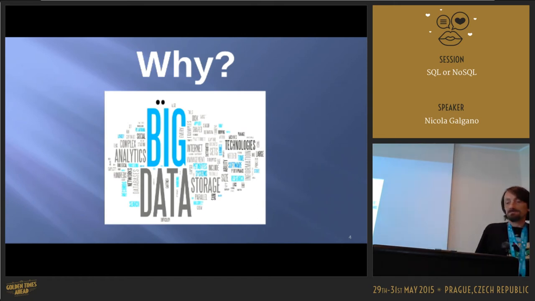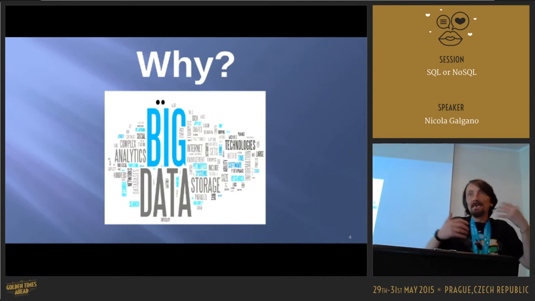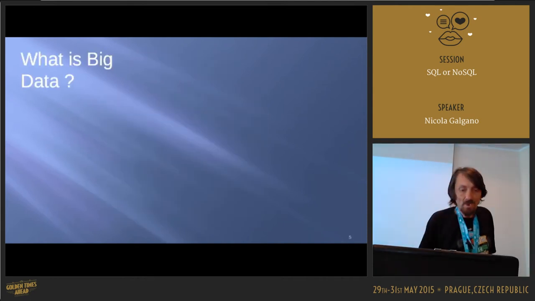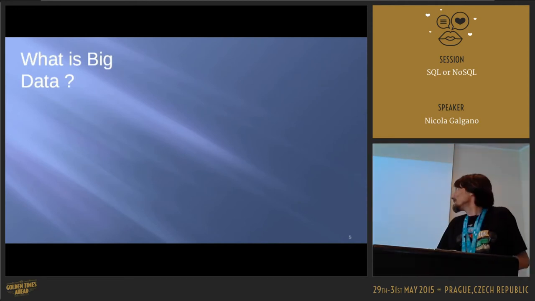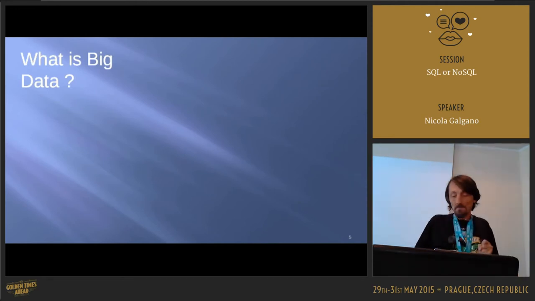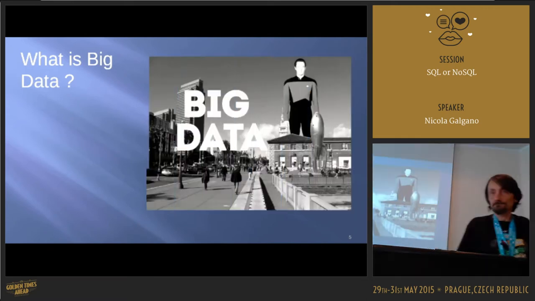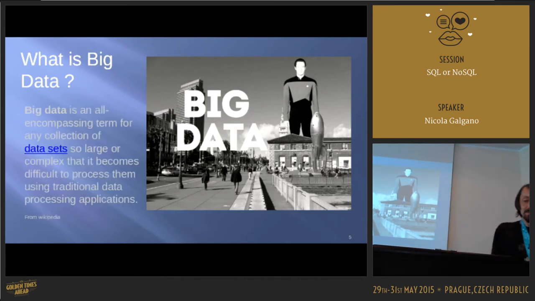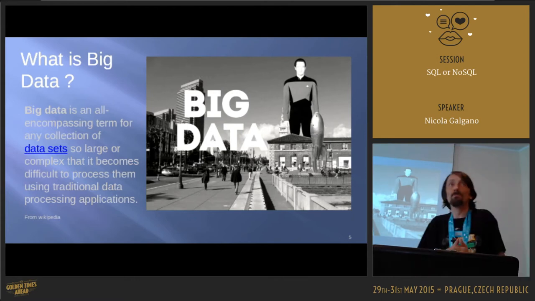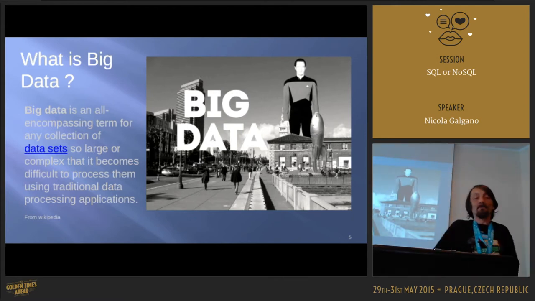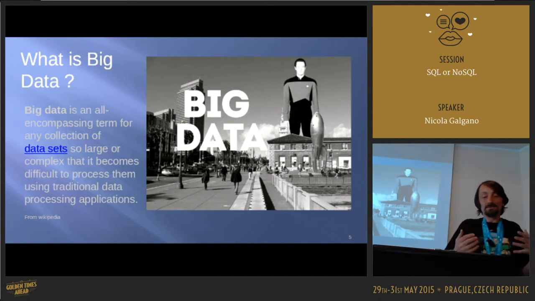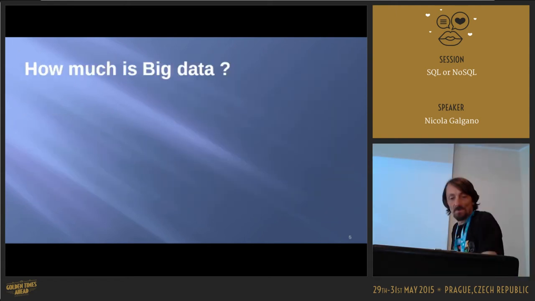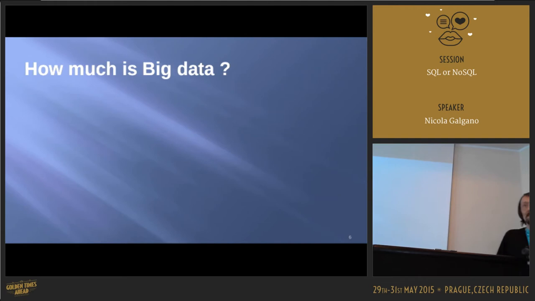But big data is an odd term. It is a term that has many meanings. So another question that may arise is what is big data? This is my answer. Oh, you remember that. And this is the answer that you can find on Wikipedia. It's a large data set that is complex to process with traditional applications. But what is large? How much is big data?